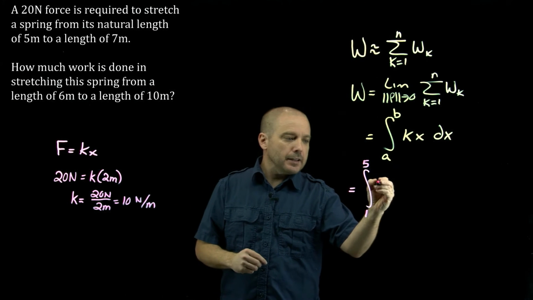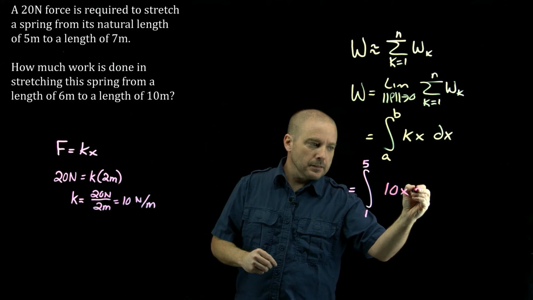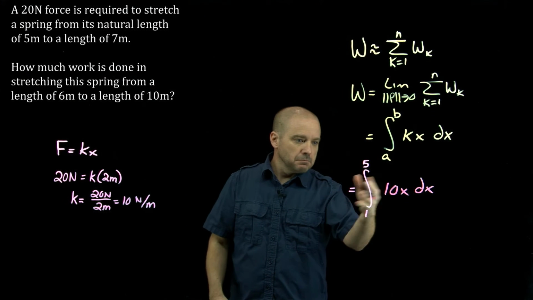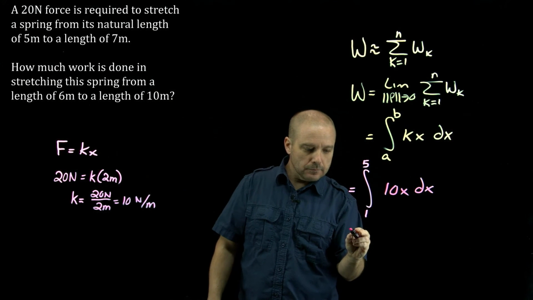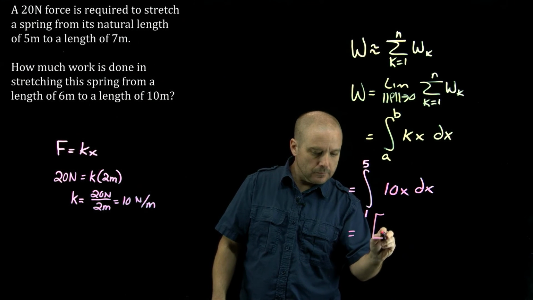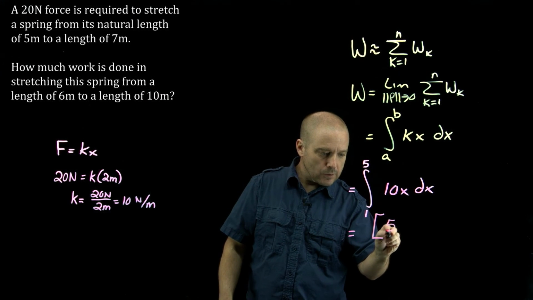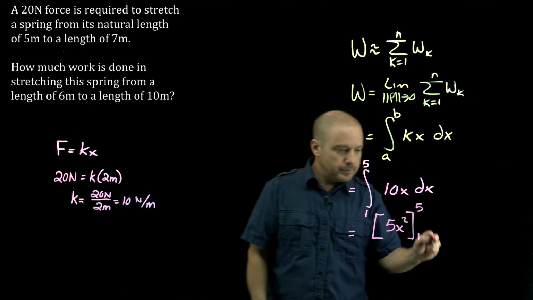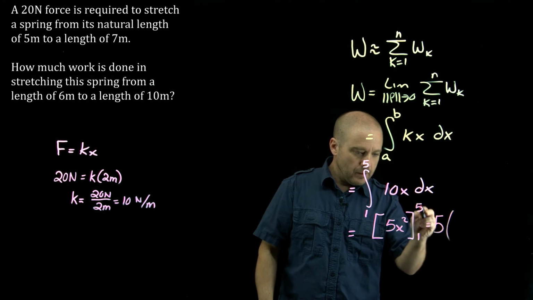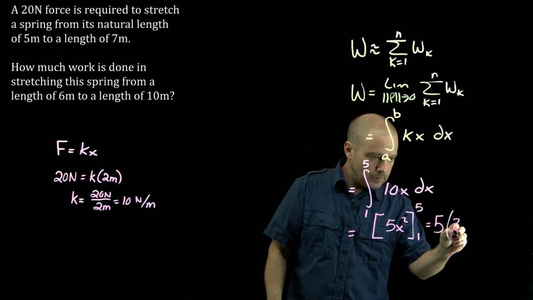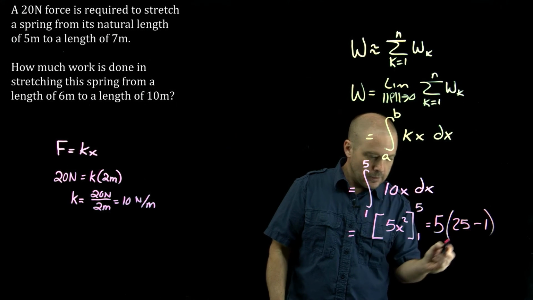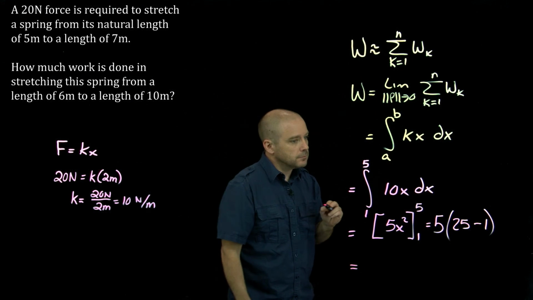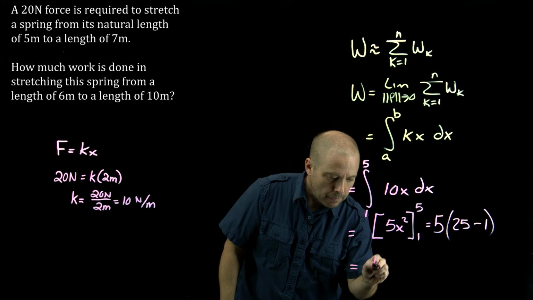And then we've got our K already. It's 10 times X dx. And now, simply integrate. That'll be 5x squared from 1 up to 5, or I'll take the 5 outside. 5 times 5 squared, 25, minus 1 squared, 1. 5 times 24 is 120.